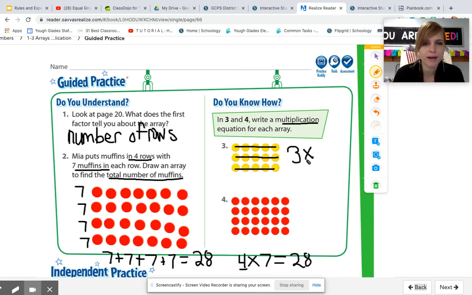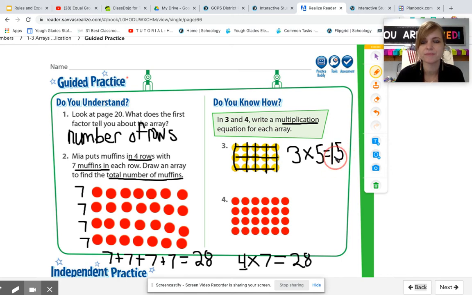3 rows of what? How many is in each row? Let's count my columns. 1, 2, 3, 4, 5. I have 5 in each row because I had 5 columns. That means 3 times 5 is what? I have 3 rows of 5. I can count by 5s to find that out. 5, 10, 15. 15.